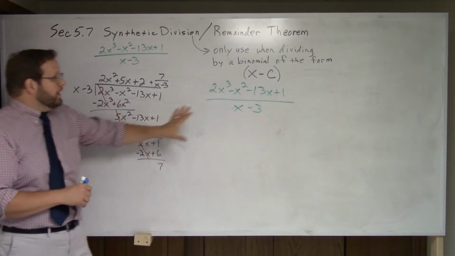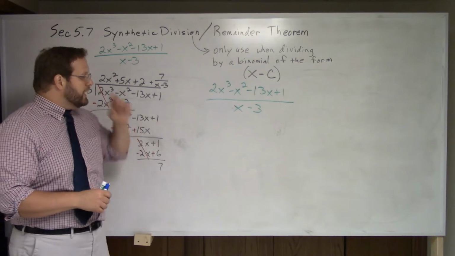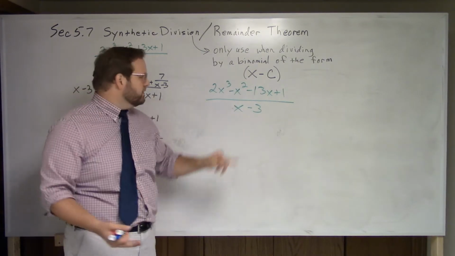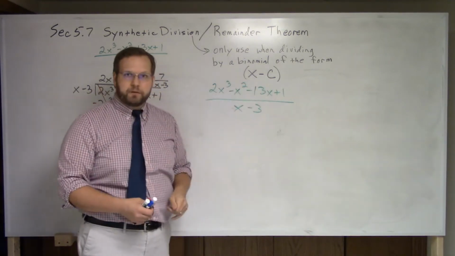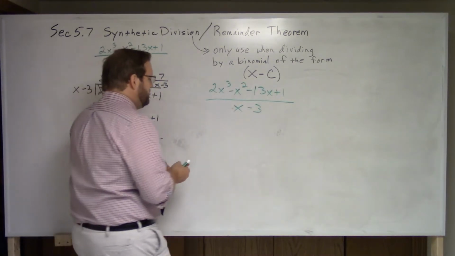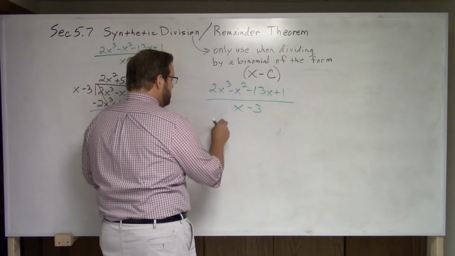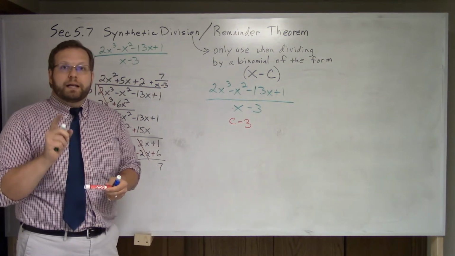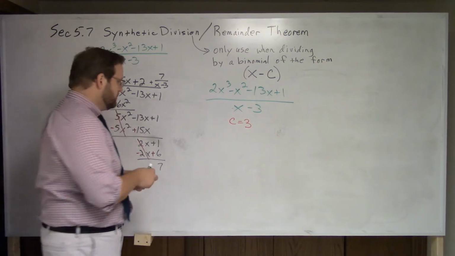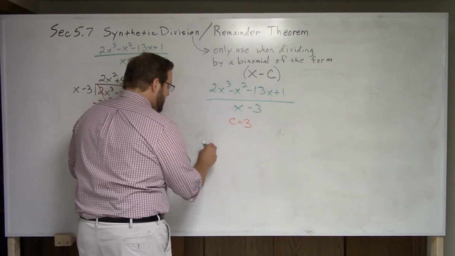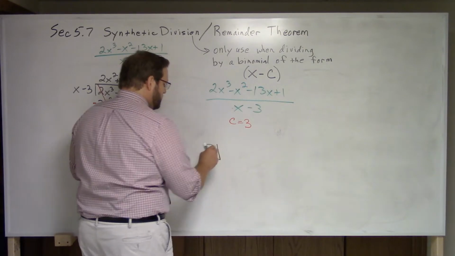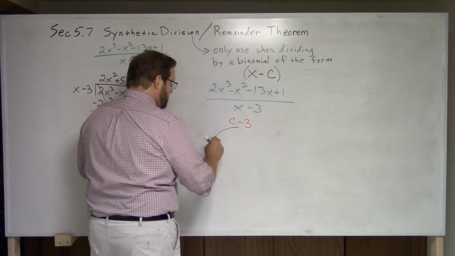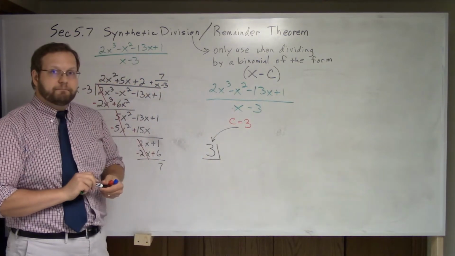Okay, so I have this problem now, and I look at it and say, well, I'm dividing by x minus 3. Well, that fits the criteria for x minus c. Okay, so I'm going to say that my c value is 3. Whatever your c value is gets boxed in to start this off. Okay, so again, the c value, I'm going to box it in off to the side.